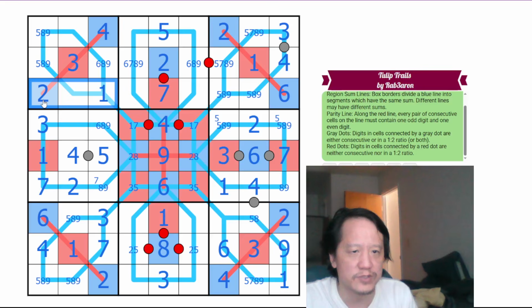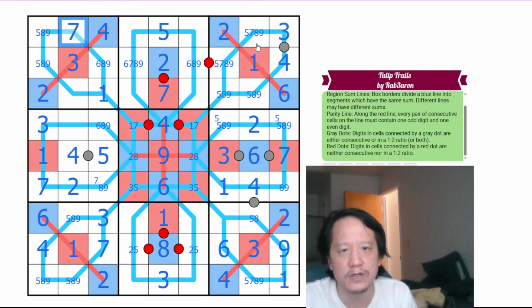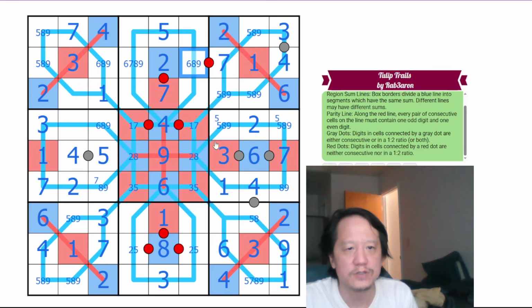Where is 7 in box 1? Cannot be here because of the 7 in the row. Can't be here because of the 7 in the column, so 7 has to be here. That eliminates 7 from being here. Where is 7 in box 3? It must be here. 7 is consecutive with 6 or 8. So this cannot be 6 or 8 here, and so this must be 9.